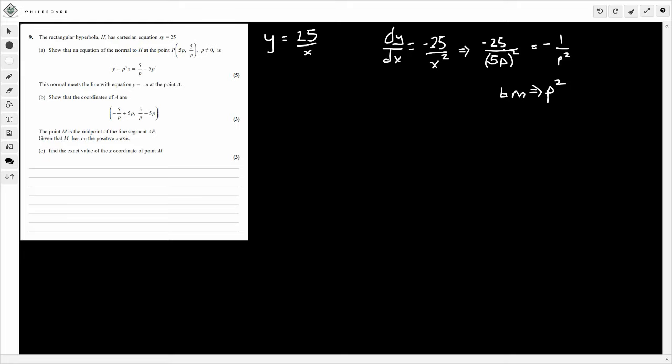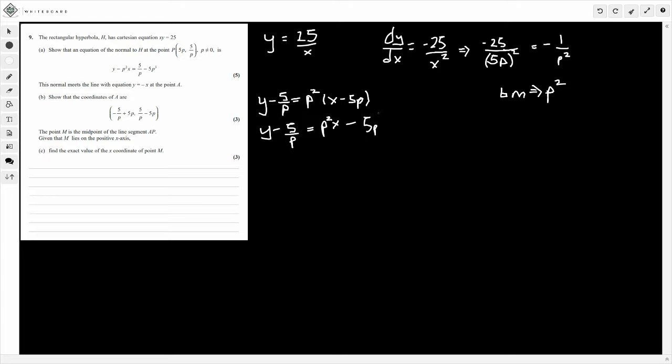And now what we need to do is substitute this back in using these two coordinates as well. So that's going to be y minus 5 over p is going to be equal to p squared times x minus 5p. So let's have a look at simplifying this now and see what we get. I'm going to just expand the right hand side, so y minus 5 over p is equal to p squared x minus 5p cubed.